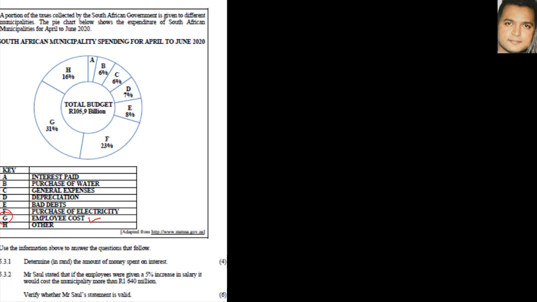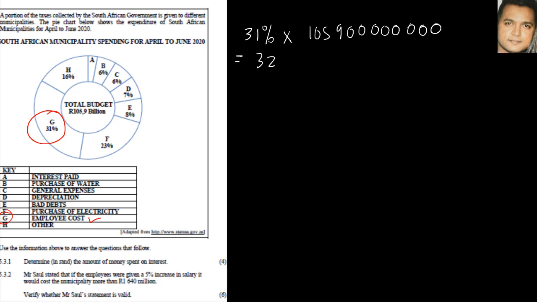Now let's look at G on our pie chart. If you look at G on the pie chart, you notice it's 31%. So now we need to find out 31% of the 105 billion. So let's write that down. 31% times 105.9. I've explained to you how to write that down now. Punching that in our calculator, we get 32829 and 6 zeros.